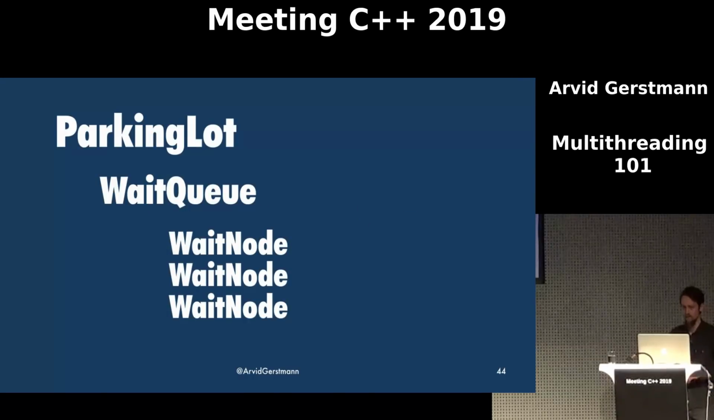And we're going to implement the parking lot by going from the bottom to the top. So you can see here again, the parking lot consists of a wait queue, and this wait queue consists of several wait nodes. The wait nodes are the sleeping threads. So let's have a look at the wait nodes.